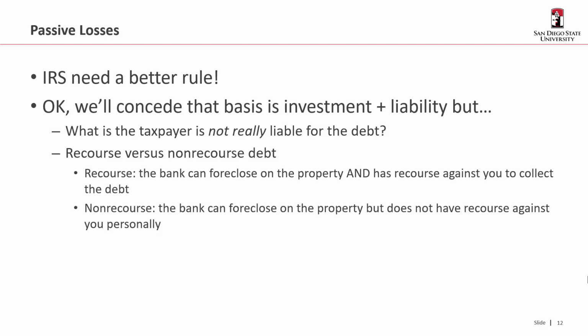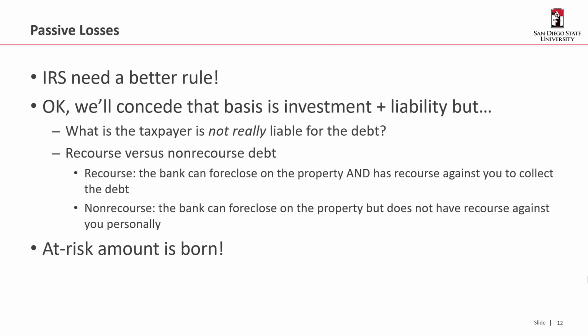And recall that the terms that are used to describe this is something called recourse debt versus non-recourse debt. So in recourse debt, the bank can foreclose on the property and it has recourse against you individually to collect the debt. Whereas in non-recourse debt, the bank can foreclose on the property, but does not have recourse against you personally. So what that means is when a taxpayer is really liable for the debt, that's recourse debt. When they're not, when it's simply the asset that is secured by the debt, that's non-recourse debt.